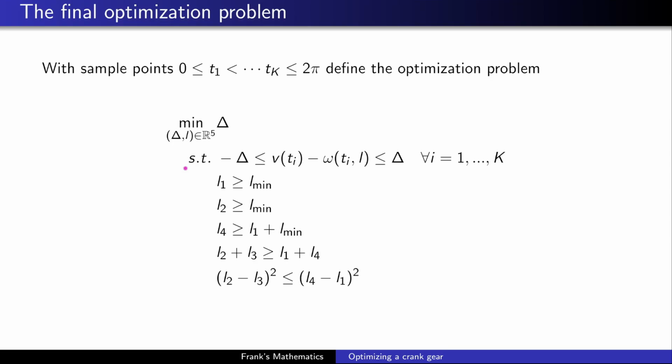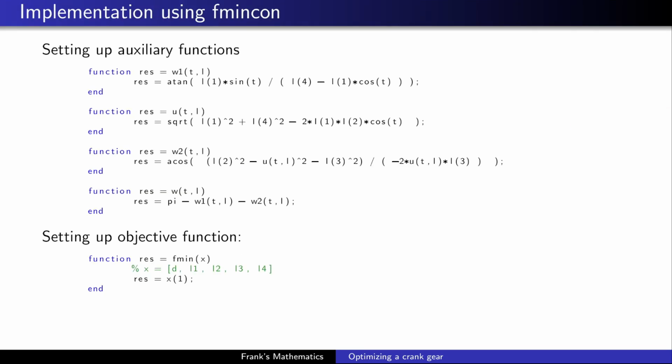We want to write this into a Matlab script which actually solves the optimization problem. We start by setting up our function omega, and for our function omega we needed the explicit formulations of omega 1, of u, and omega 2, and we'll just plug them in here. Omega 1 was the arcus tangens, u was some square root, and omega 2 was the arcus cosinus of something. And omega was then pi minus omega 1 minus omega 2. Just write it down in this very simple form.